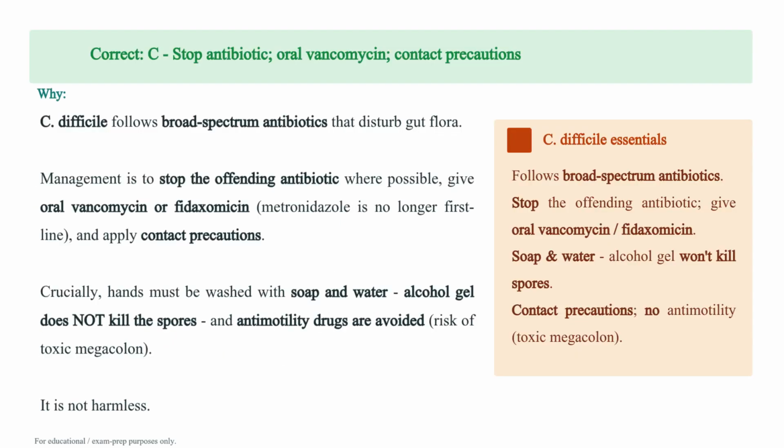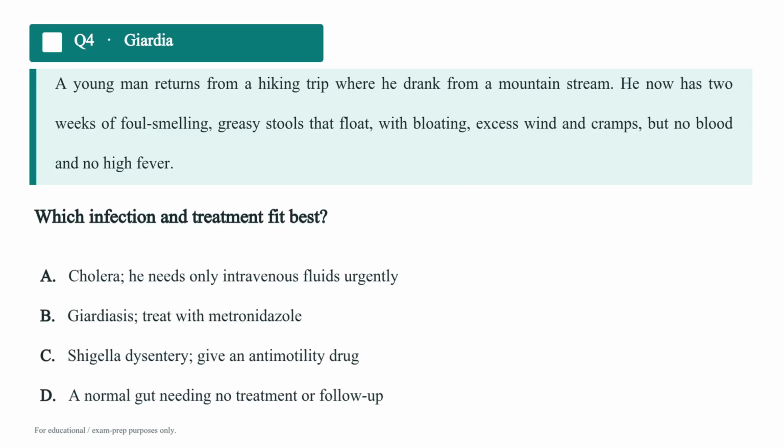The answer is C. Stop the offending antibiotic, give oral vancomycin, and isolate. C. difficile follows broad-spectrum antibiotics that disturb the gut flora. So we stop the offending antibiotic where possible, give oral vancomycin or fidaxomicin, metronidazole is no longer first line, and apply contact precautions. Crucially, hands must be washed with soap and water because alcohol gel does not kill the spores, and antimotility drugs are avoided due to the risk of toxic megacolon. It is not harmless.